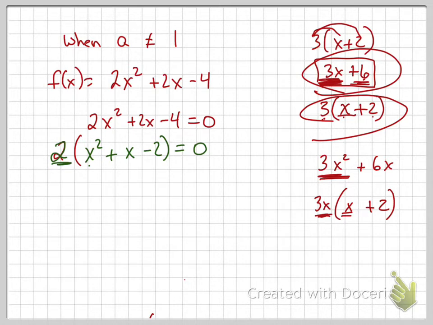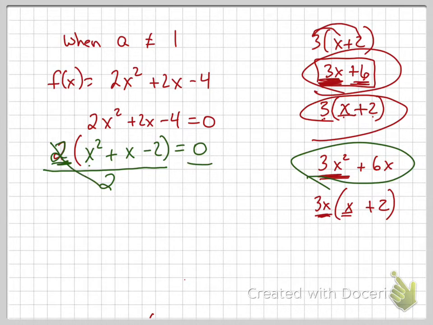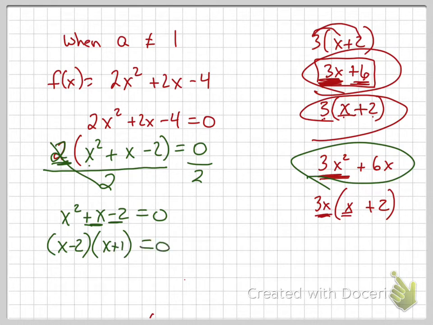Okay? And we're going to go back to this problem in just a second. But there's no variable out here, so I could just do what to get rid of it? Divide by 2, and then I do over here, I do what? And that would give me x squared plus x subtract 2 equals 0, which would factor to two numbers that multiply to give me negative 2 and add to give me positive 1, a negative 1 and a positive 2, and then you could find your x-intercepts.